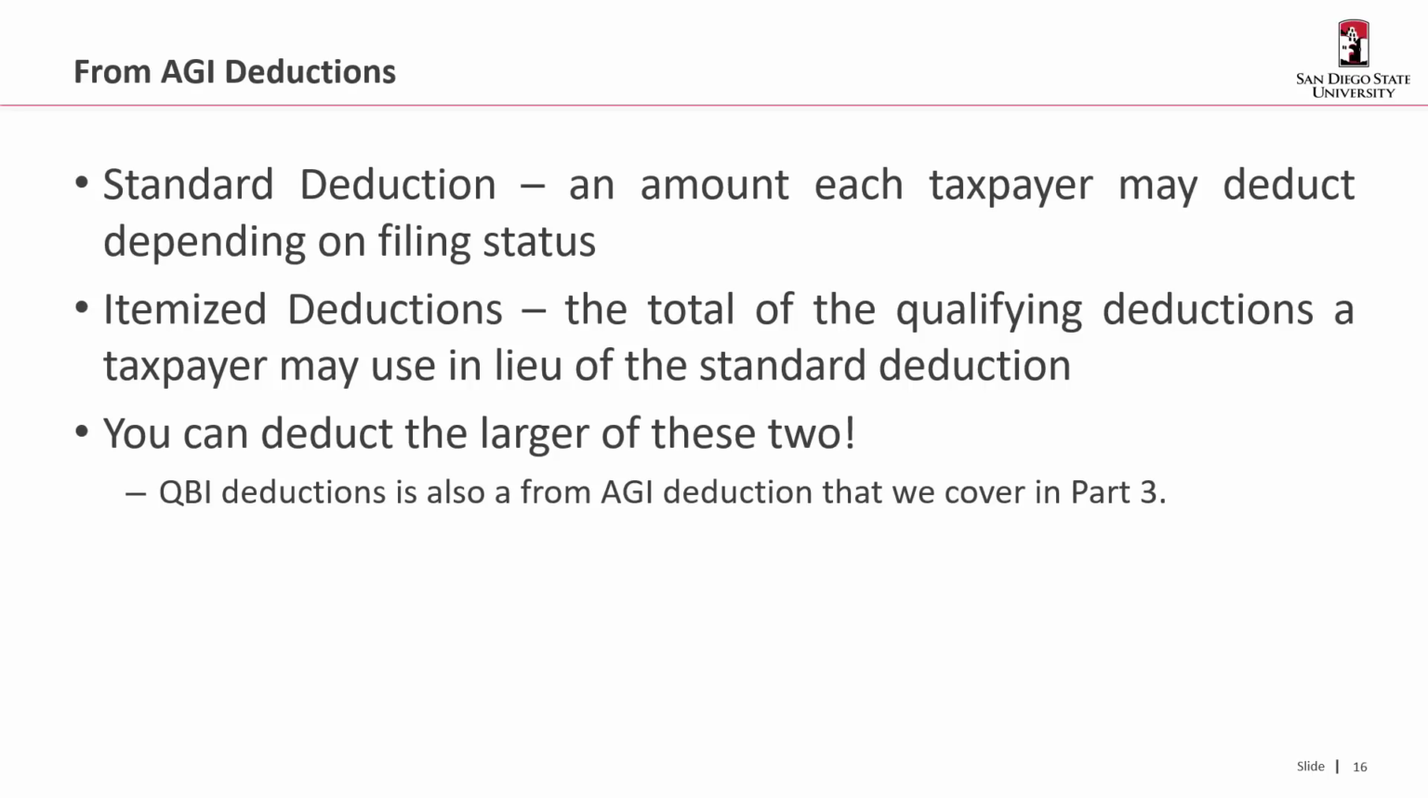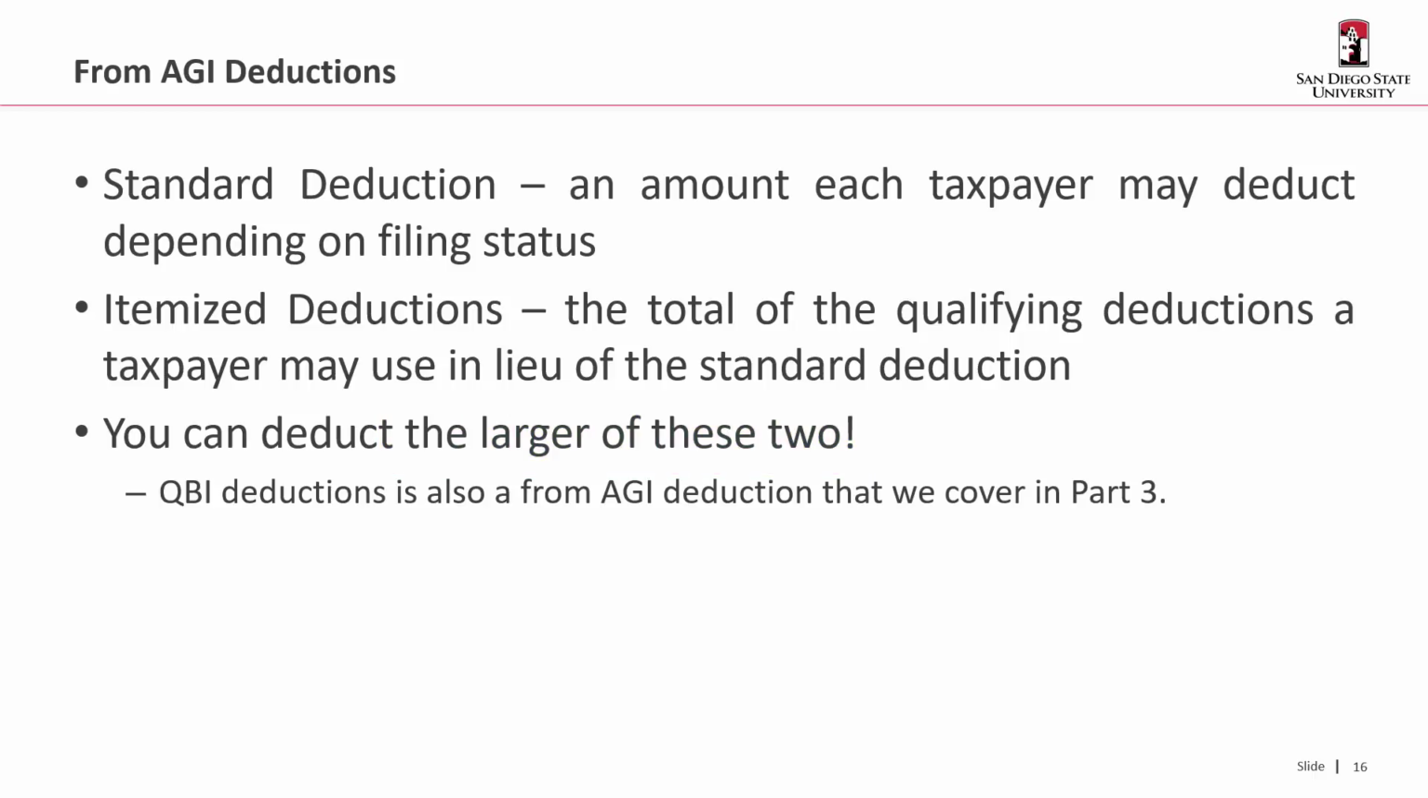All right. Let's talk about from AGI deductions here for a second. From AGI deductions traditionally have come in two characteristics. Either the standard deduction, which is an amount that the government just tells you can deduct, or itemized deductions, which is the total of a bunch of different qualifying deductions that a taxpayer can use in lieu of the standard deduction. So you get to deduct, amazingly, the larger of the two of these. So if your itemized deductions are greater, then of course you deduct your itemized deductions.